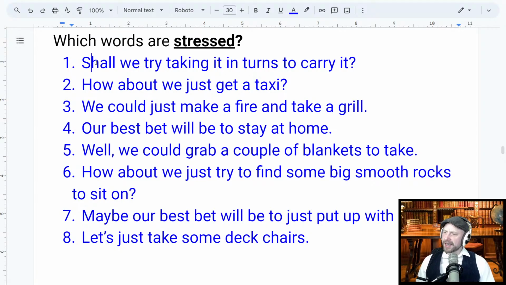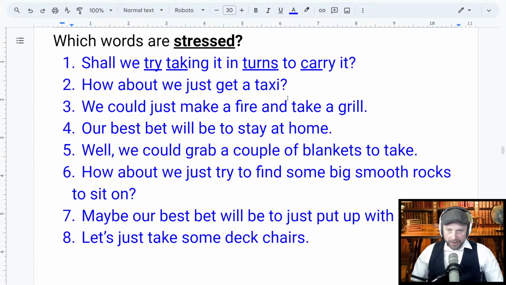Should we try taking it in turns to carry it? So it's should we try taking it in turns to carry it? So we have the 4 syllables that are stressed. And if we clap it, we can say, should we try taking it in turns to carry it?